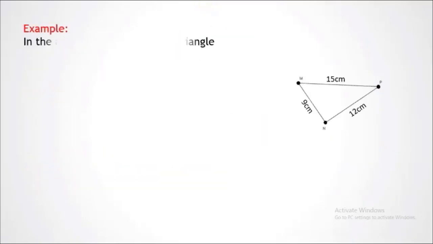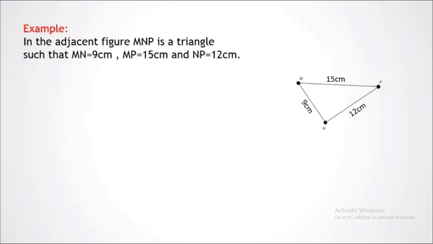Example. Here we have MNP, a triangle such that MN is equal to 9 cm, MP is equal to 15 cm, and NP is equal to 12 cm. Is MNP a right triangle? How do we check if this triangle is a right triangle or not? If the longest side squared is equal to the second side squared plus the third side squared, then this triangle is a right triangle. Where is the longest side here? The longest side here is MP, 15 cm.